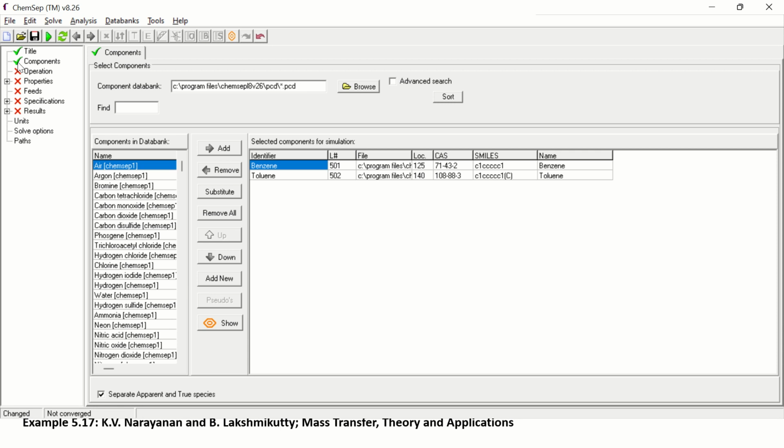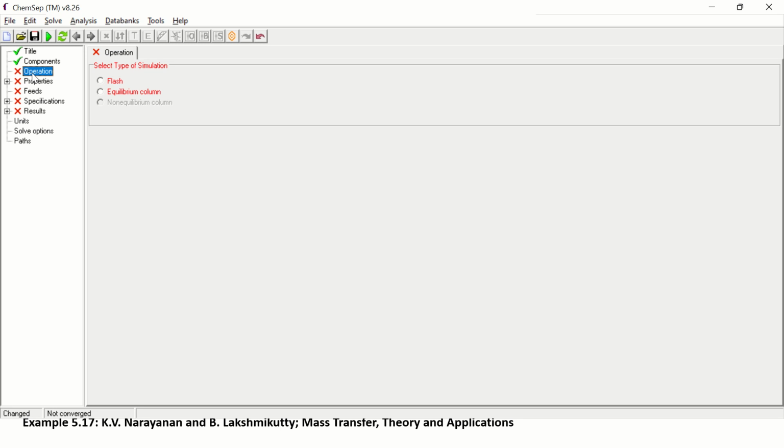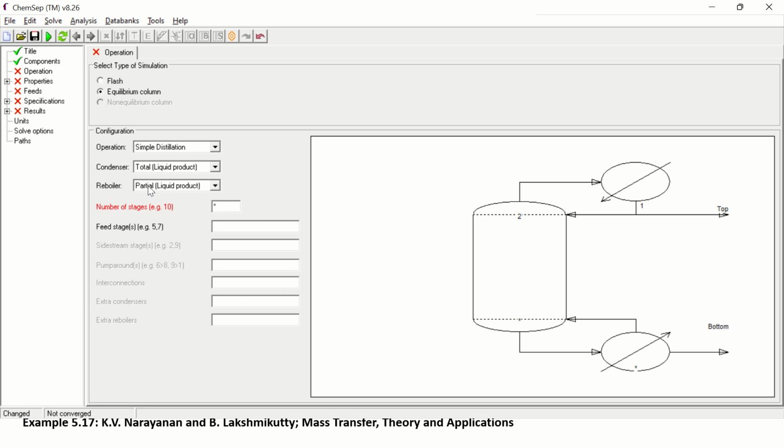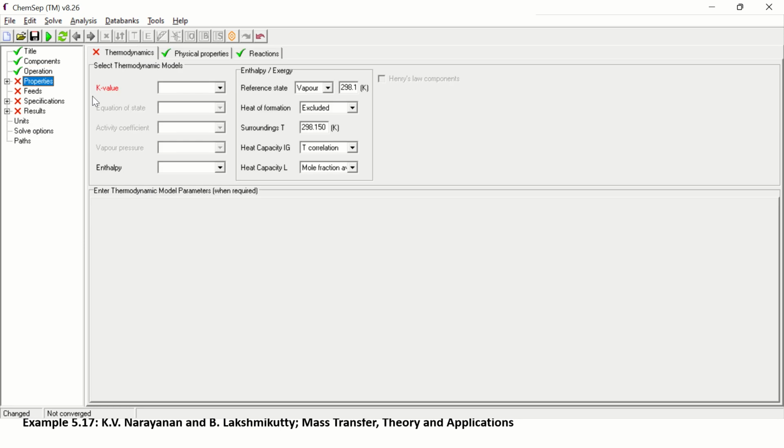Now you can see this is a green check. Earlier it was a red cross, now it is a green check. It means that all the specifications of this section are completed. Now go to the operation. This is an equilibrium column, and this is a simple distillation. We have a total condenser and a partial reboiler, and from both the condenser and the reboiler we obtain a liquid product. Number of stages is 15, feed stage is 8, and go to the properties.